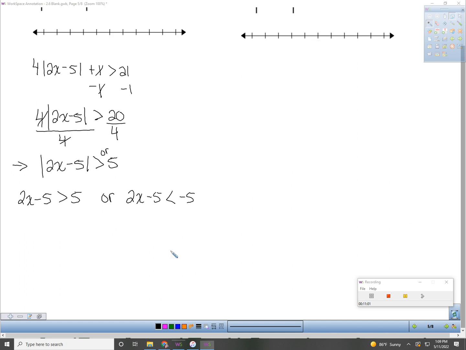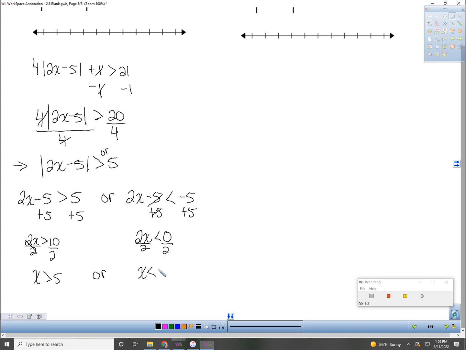All right? So I solve for x. I'm going to add the 5. That leaves me with 2x is greater than 10. Divide by the 2. So I have x is greater than 5, or, and then same process here. Add your 5. So 2x is less than 0. Divide by 2. So x is less than 0. So I have x is greater than 5, or x can be less than 0.